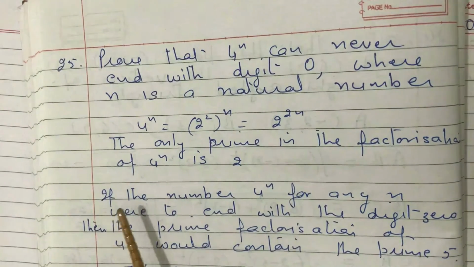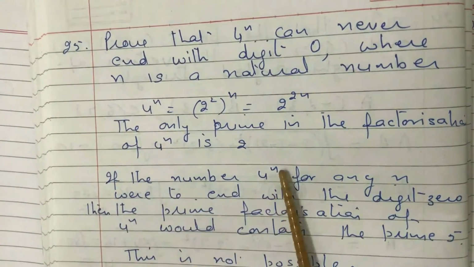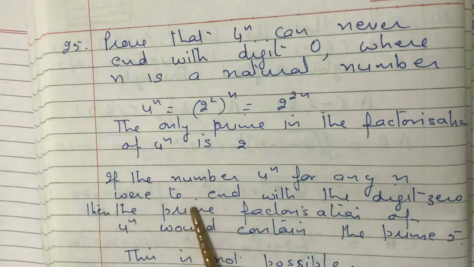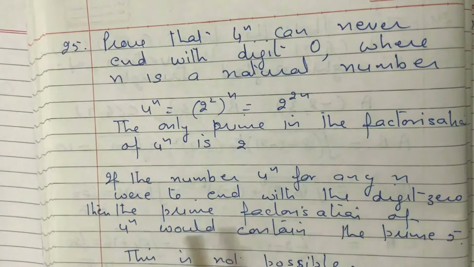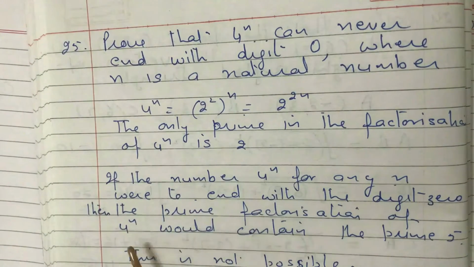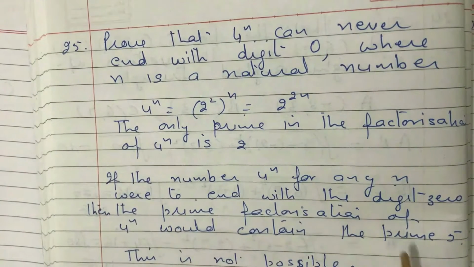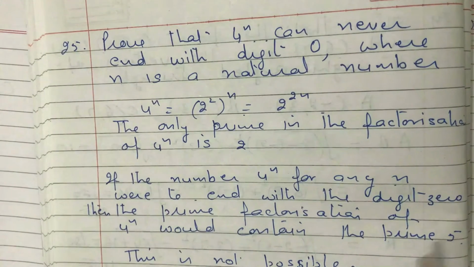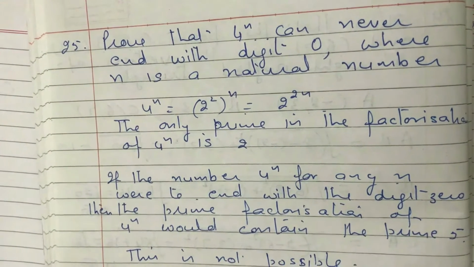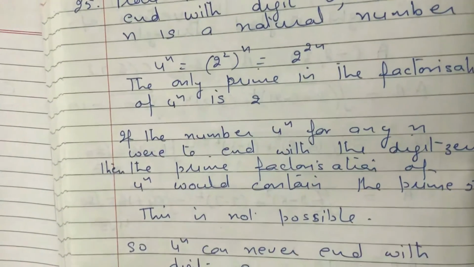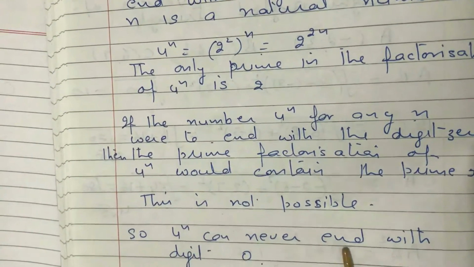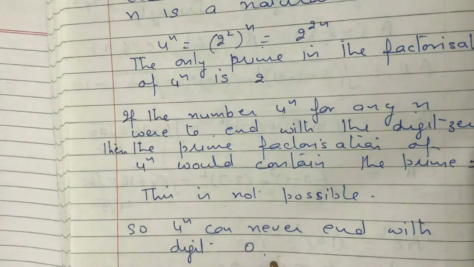It's clear? Now, if the number 4 raised to power n for any n were to end with the digit 0, then the prime factorization of 4 raised to power n would contain the prime 5. Here it is not containing. So, this is not possible. So, 4 raised to power n can never end with the digit 0.